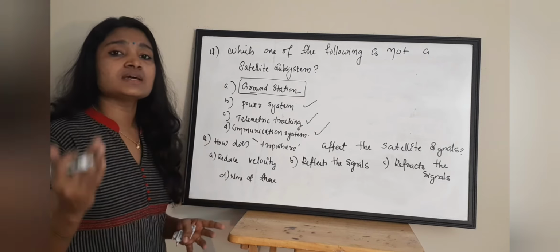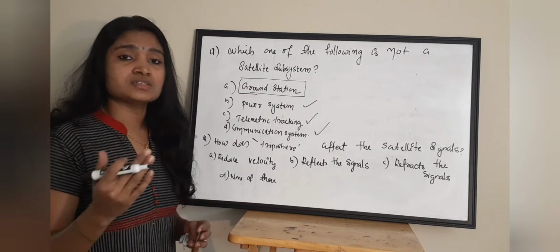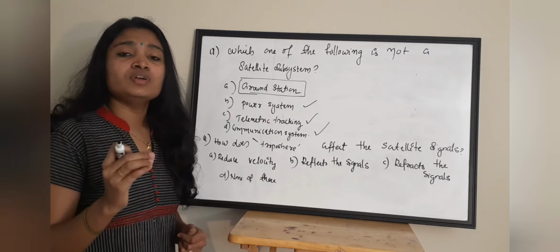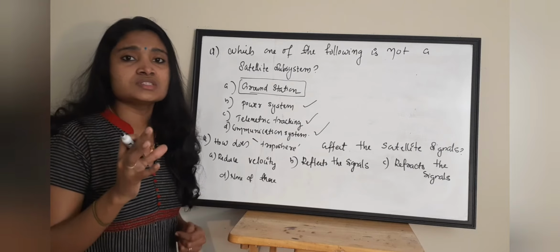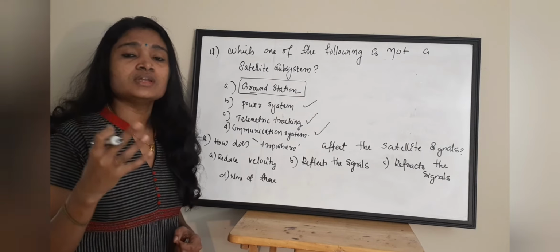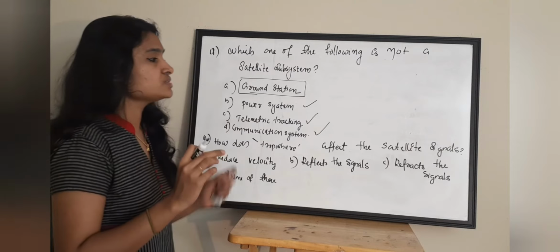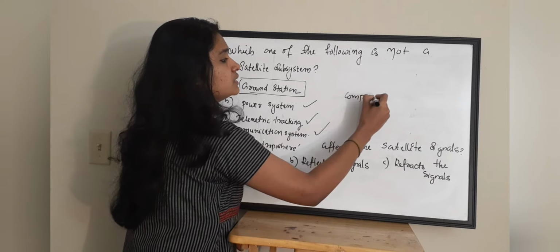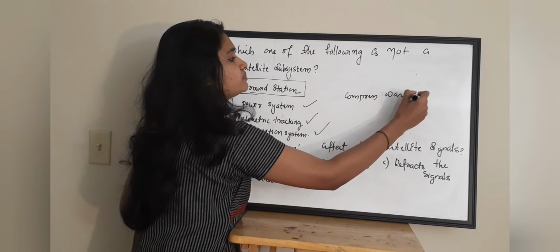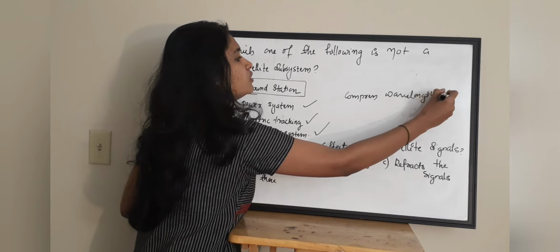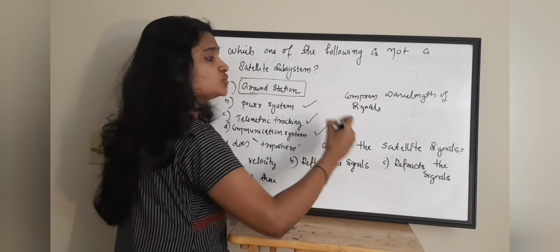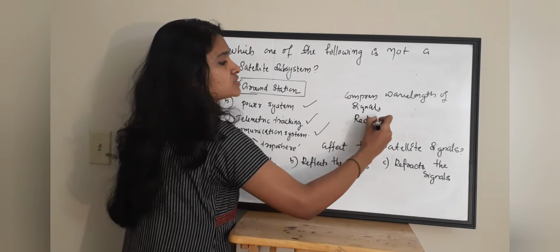When the satellite signals are passing through the troposphere, what happens is that it compresses the wavelength of your satellite signal, which will lead to the reduction in the velocity.